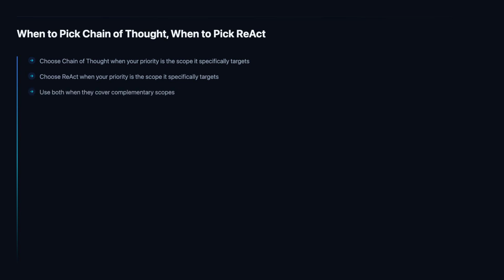For many organizations, the answer is both, in sequence. They are complementary more often than competitive once you see the scopes clearly. And sometimes neither is the answer, and a third option fits better. The comparison itself is your filter.